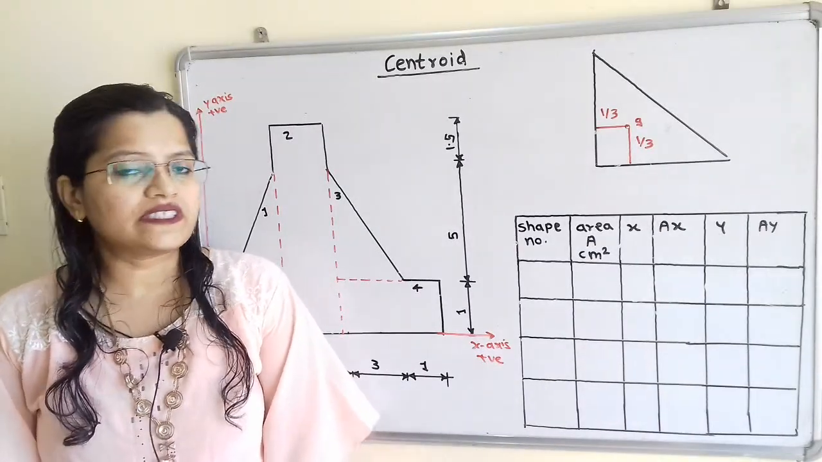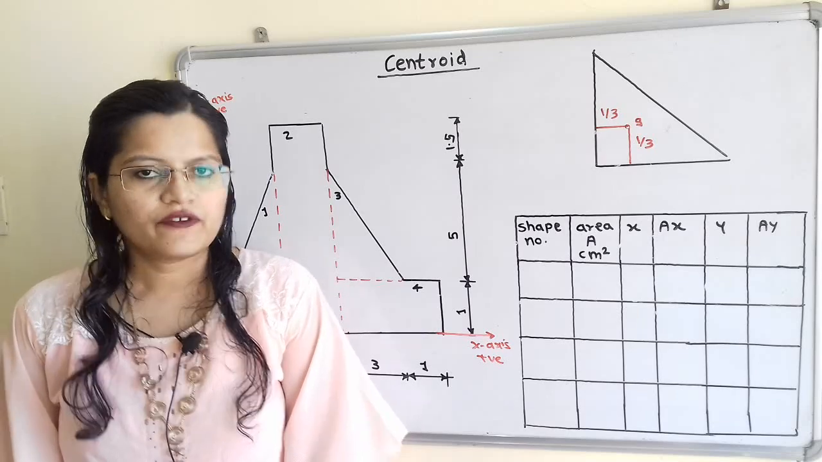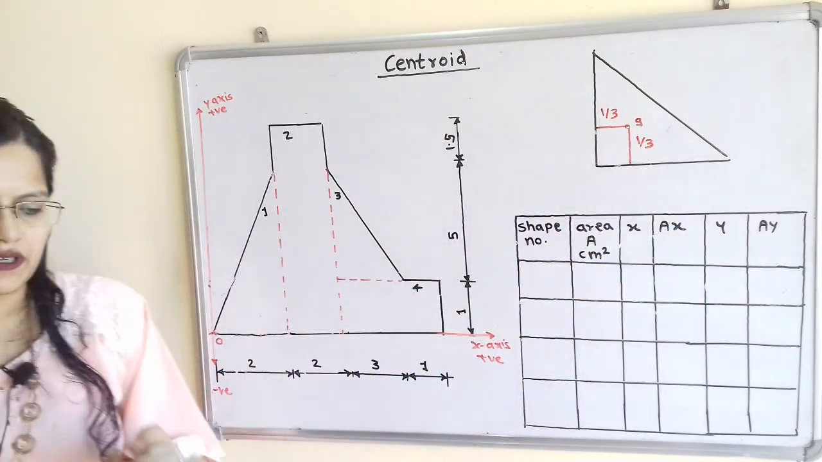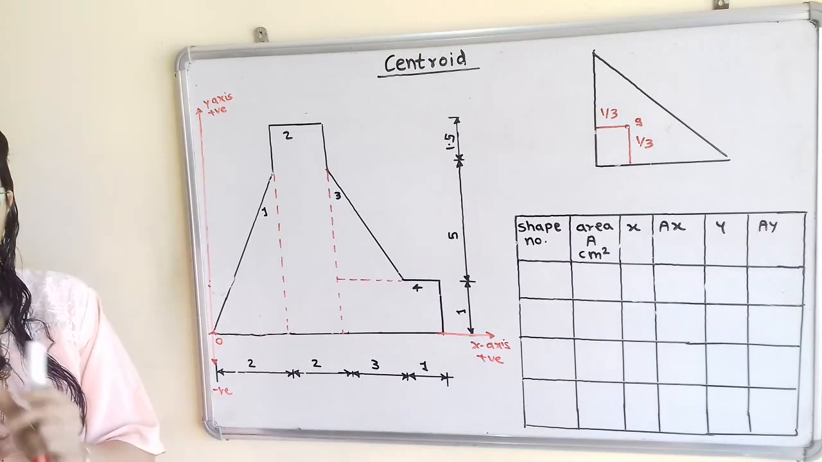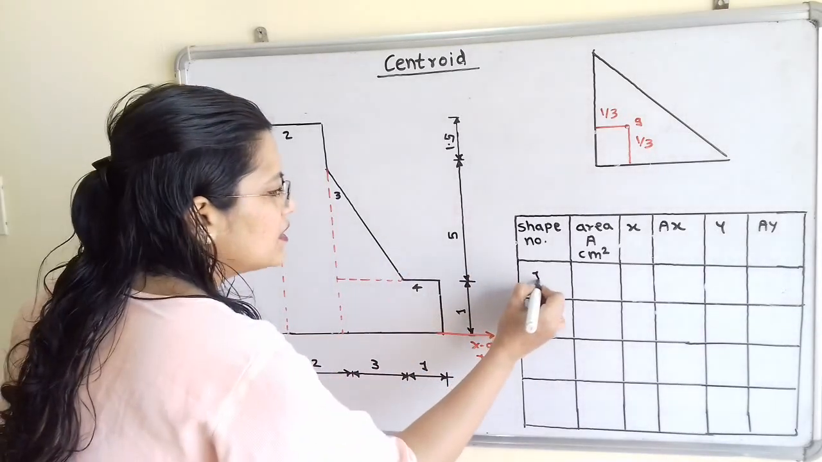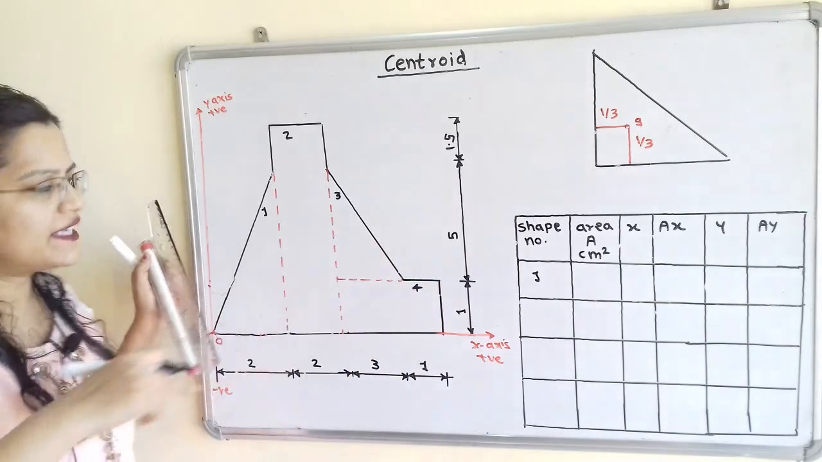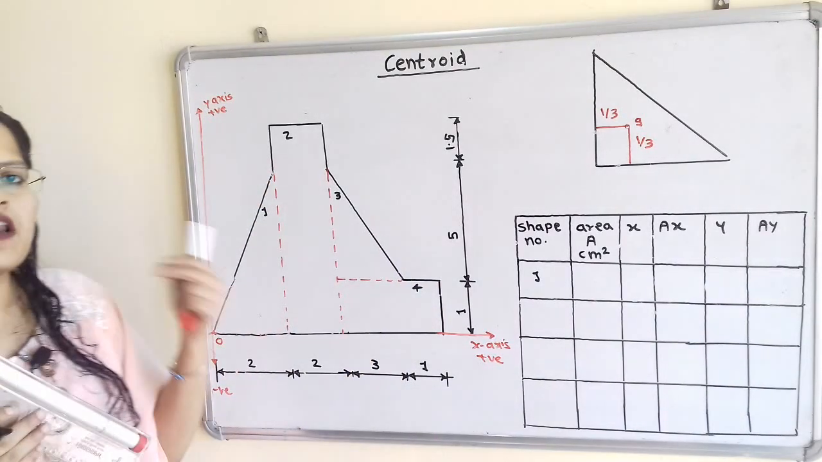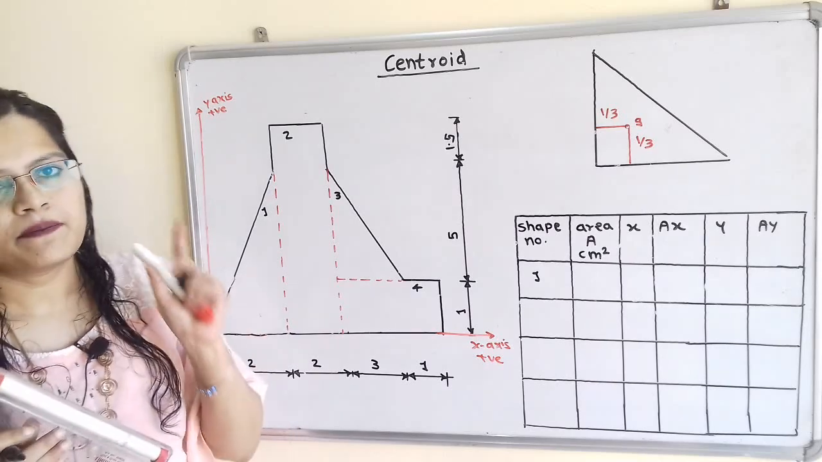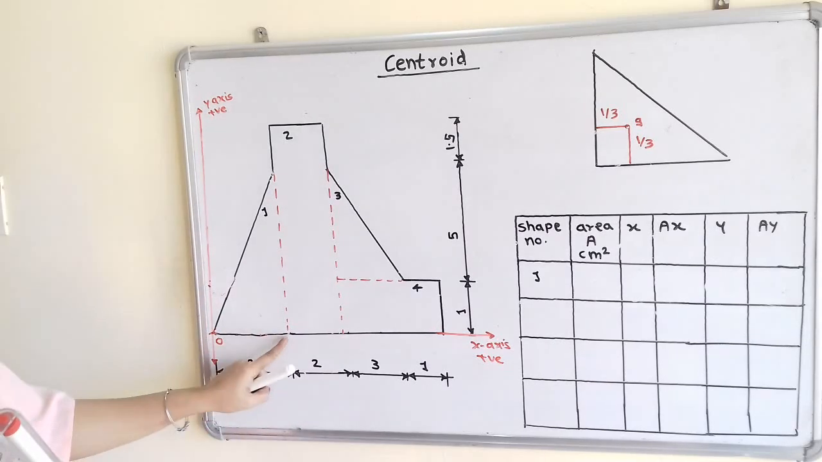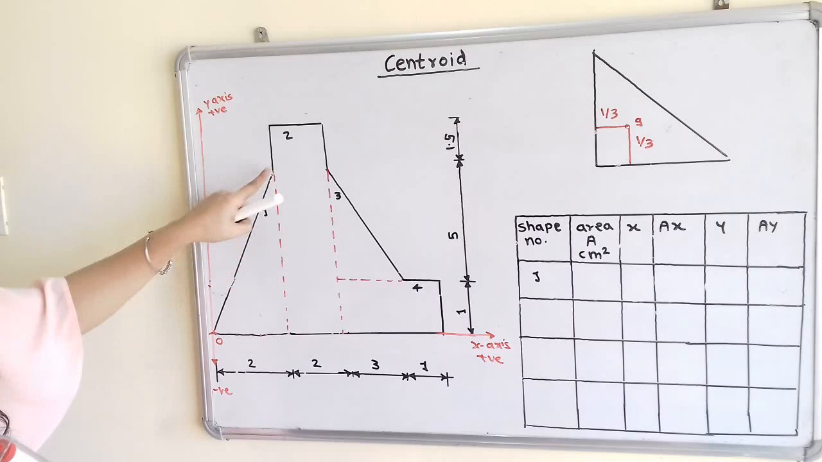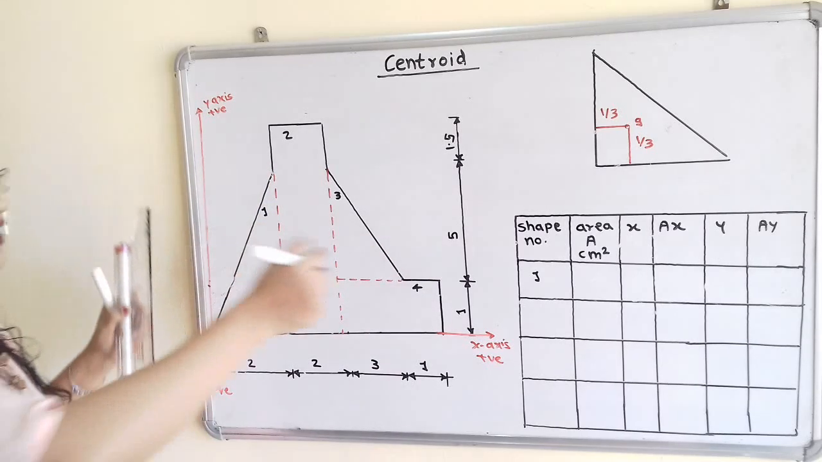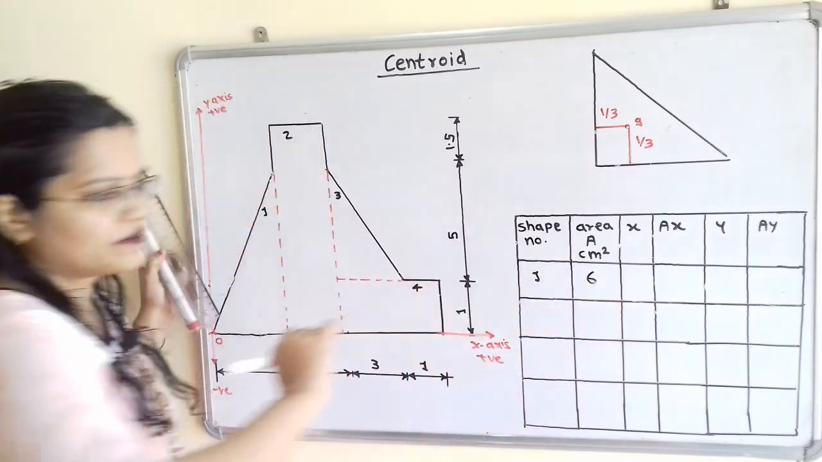Now we will follow the step by step procedure. We will move to shape number 1. We have to fill up this table. First column is for shape number, so we will take shape number 1. Second column is for area. For shape number 1, the shape is a triangle, so area of triangle is half multiplied by base multiplied by height. Here base is 2 centimeter, height is 6 centimeter. So area is equal to 6 centimeter square.